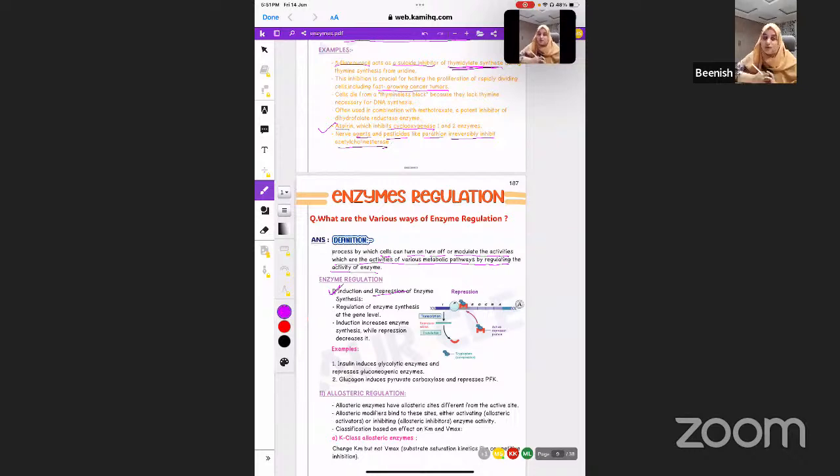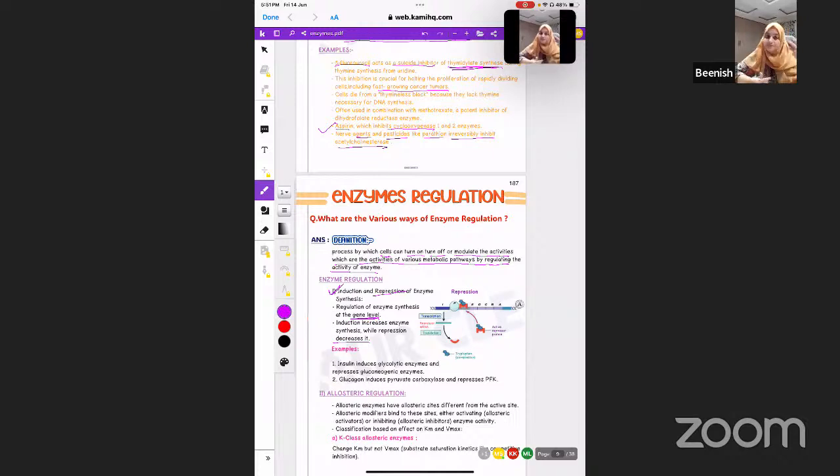Here what is happening? You are controlling enzyme synthesis, and this is brought about by induction or repression. Regulation of enzyme synthesis is being controlled at the genetic level, at the gene level. Now, induction is going to increase enzyme synthesis while repression is going to decrease enzyme synthesis. So, with the help of an inducer or a repressor, the structural gene for a particular enzyme can be inhibited or stimulated, thus controlling the synthesis of that enzyme.